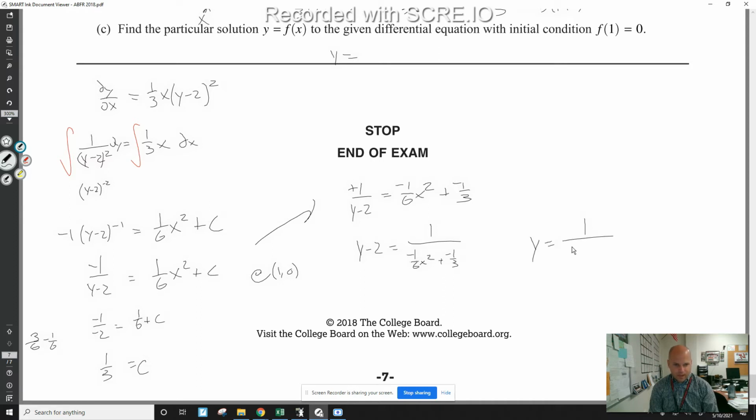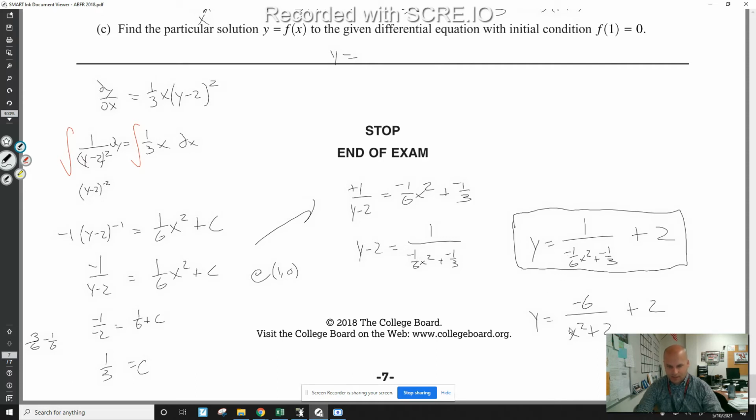Now, can you do other things to make this look different? Sure. Will we see this answer on the scoring guidelines? No. They're going to show you how you can maybe multiply the top and bottom by 6 or by -6. If I multiply the top by -6 and the bottom by -6, I'll get this. And you could also combine this 2 with that if you want to, but this is acceptable. This is a free response, so as long as it's correct, it's correct. Anything else is just making it look nicer.